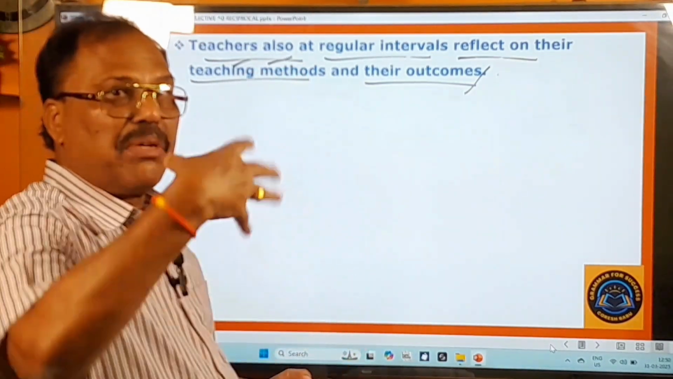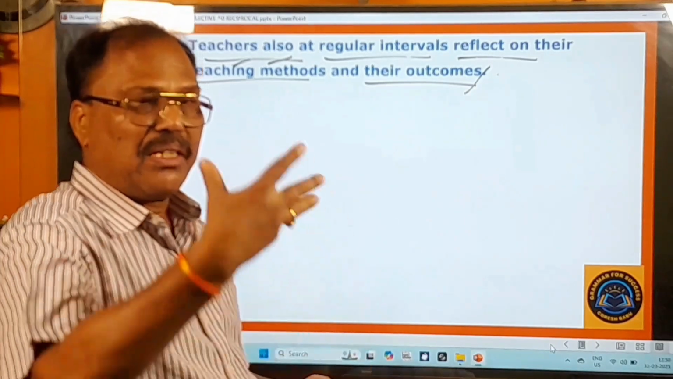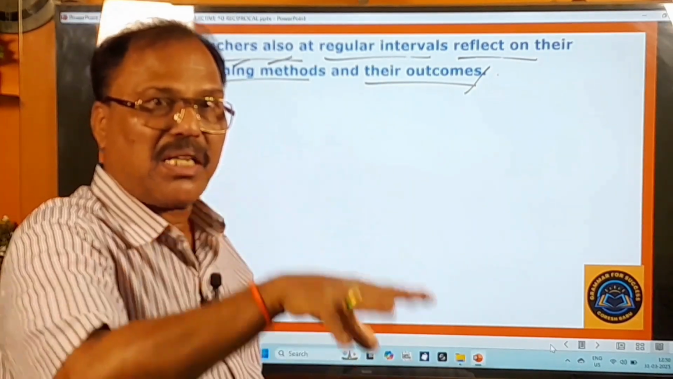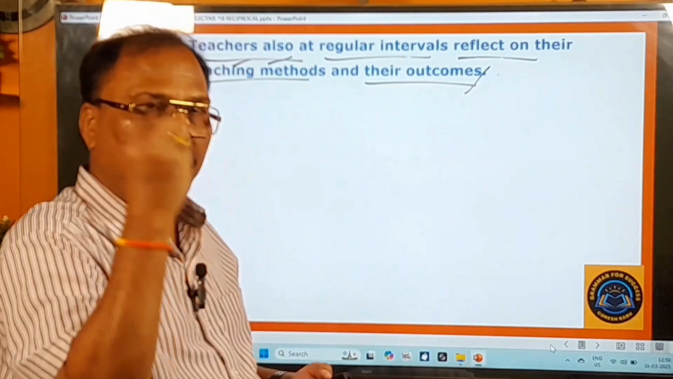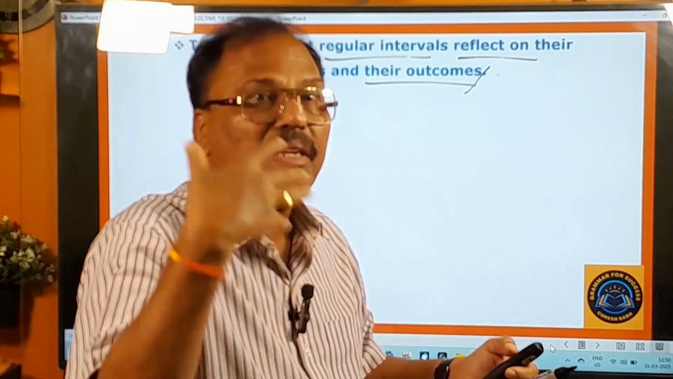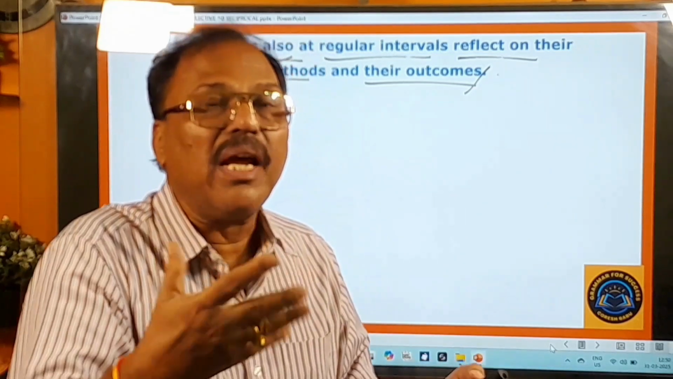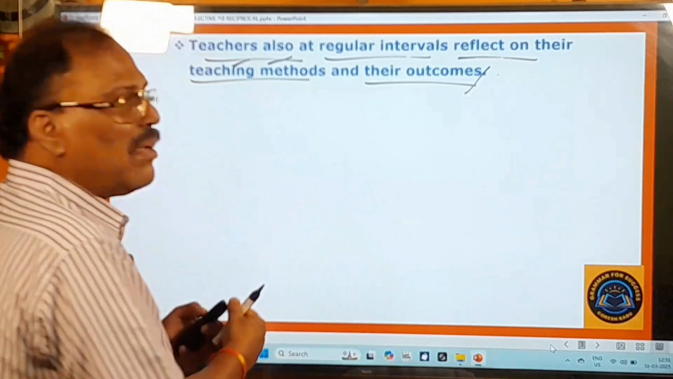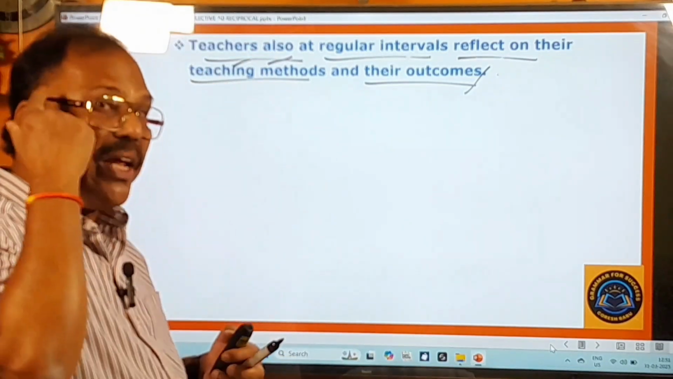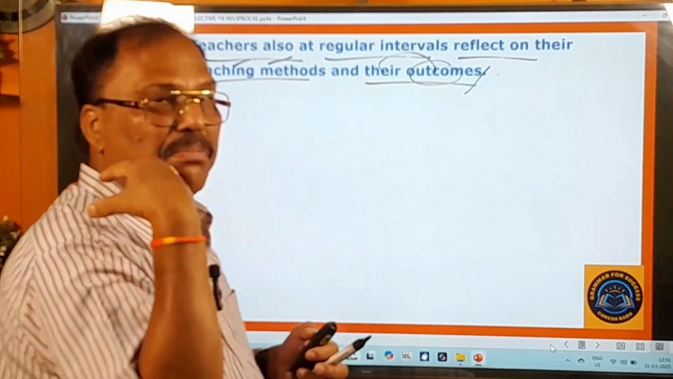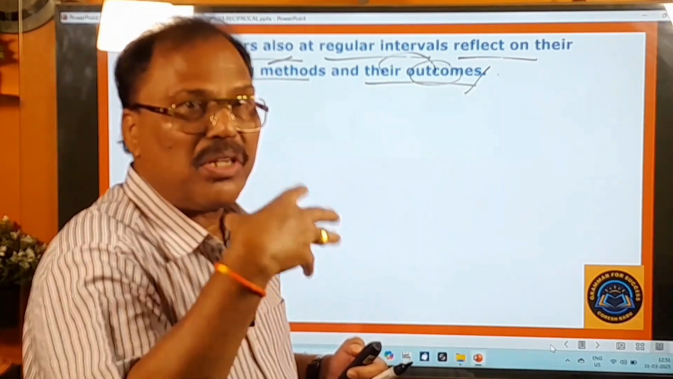Whether their teaching methods are fruitful, whether they are giving good results or not, whether they are successful or not. All such things they will think about. That is what the teachers will think about at regular intervals or frequently. So that is a very good feature of this reflective teaching. And their outcomes also: whether these methods I am adopting are giving good results or not.